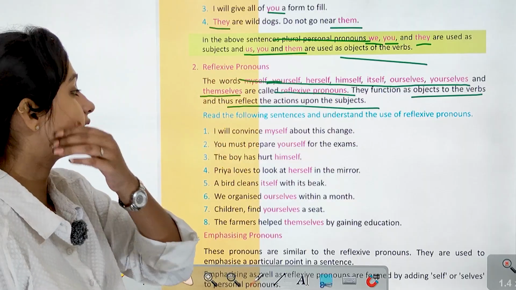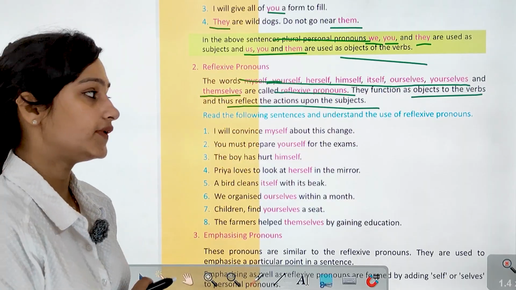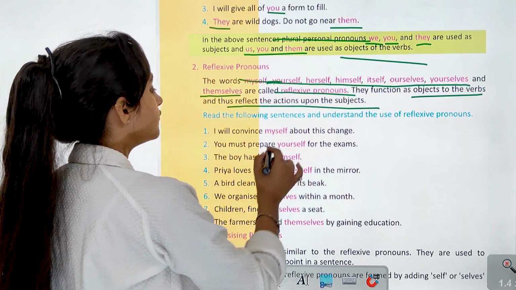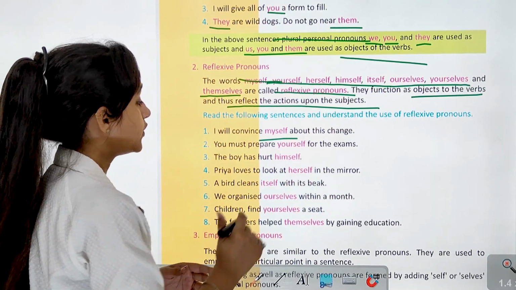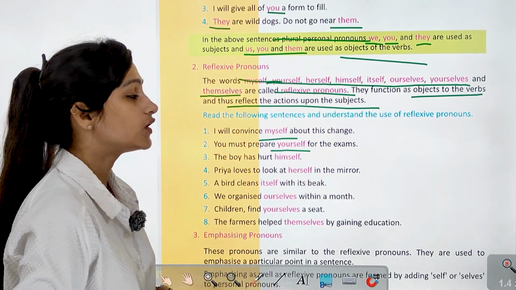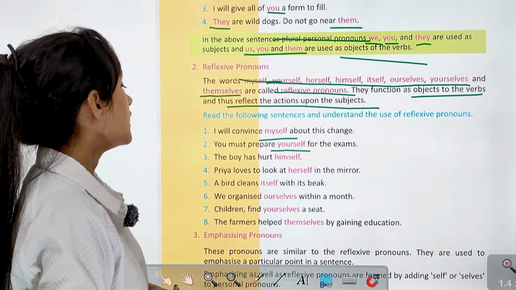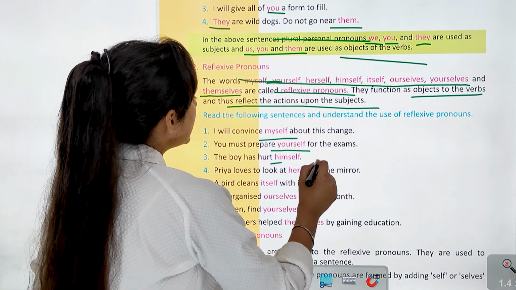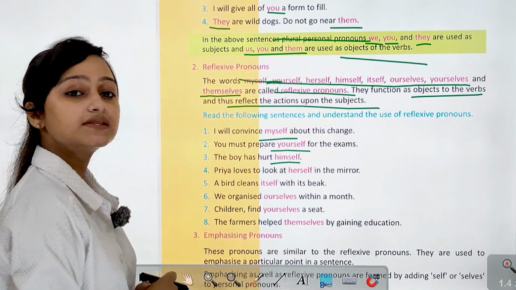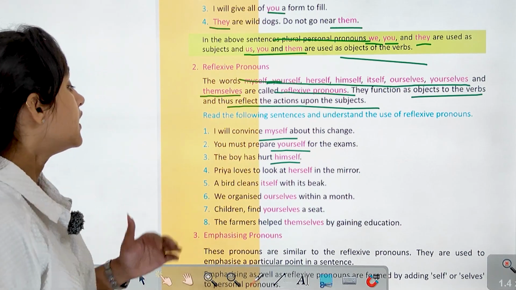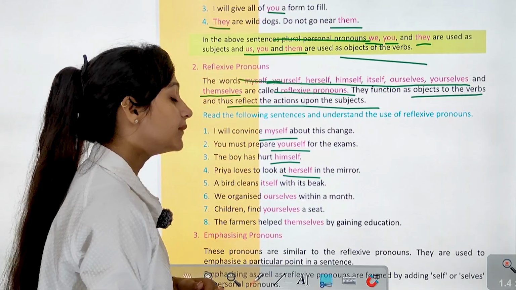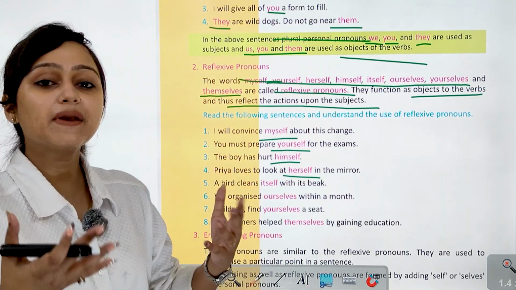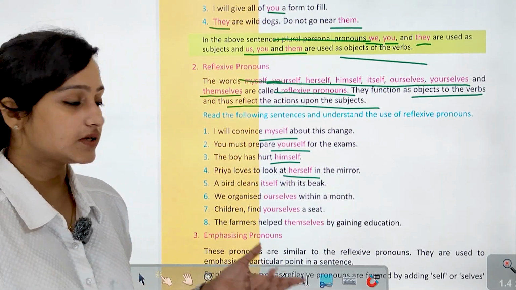Now read the following sentences and understand the use of reflexive pronouns. I will convince myself about this change. So myself क्या आपका reflexive pronoun है? You must prepare yourself for the exams. The boy has hurt himself. Himself is the reflexive pronoun. Priya loves to look at herself in the mirror. So जो अपने आप को reflect करता है, that is reflexive pronoun.